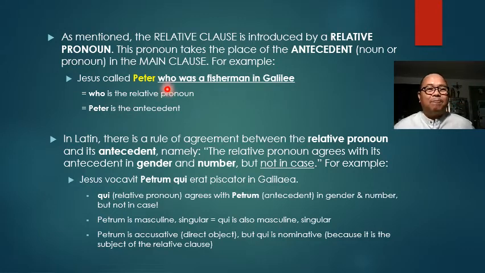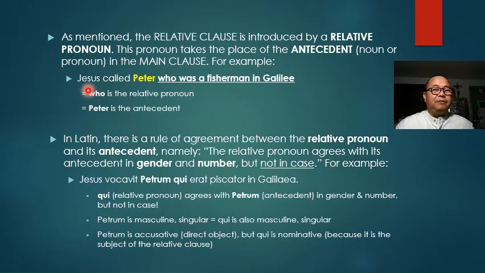And for this relative pronoun, who, the antecedent is Peter. Peter is the antecedent of who. Peter is in the main clause. Jesus called Peter. Look at it: Jesus called Peter, it can stand alone. It is a complete thought. Who was a fisherman in Galilee? That is not a complete thought. That is why it depends on the main clause.